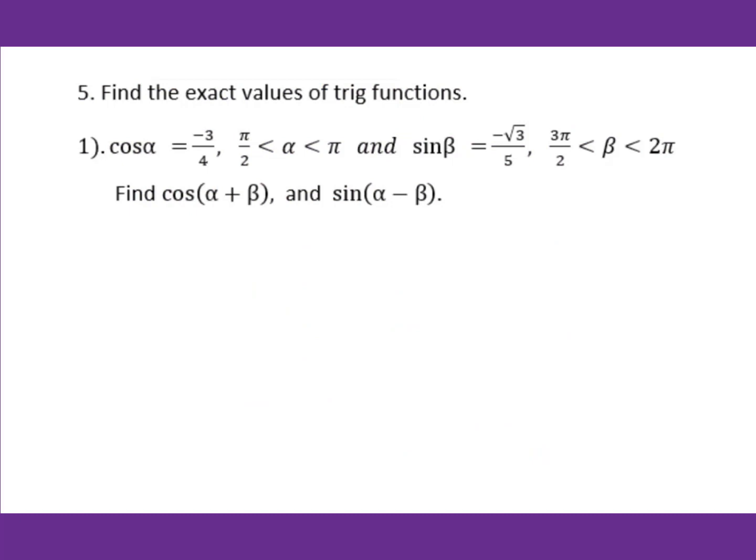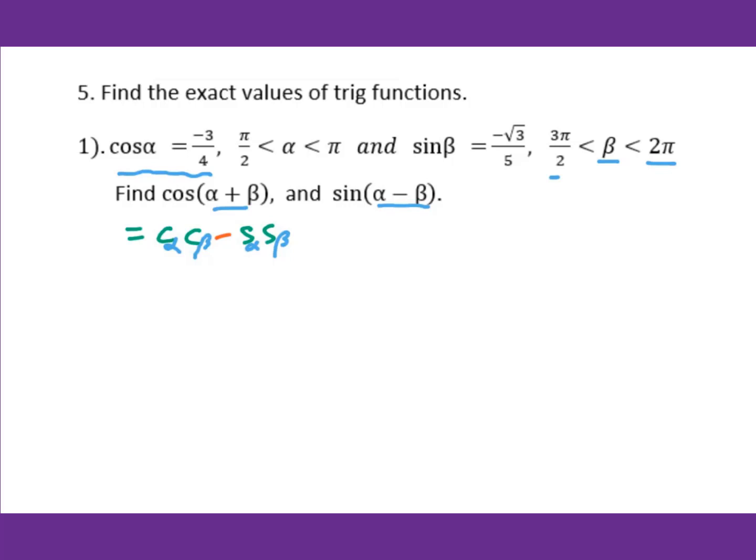Now let's go to number one. We know cosine alpha equals negative 3 over 4, alpha is between pi over 2 and pi, and sine beta equals negative square root of 3 over 5, beta is between 3 pi over 2 and 2 pi. Find cosine of alpha plus beta and sine of alpha minus beta. For cosine of alpha plus beta, the pattern is cosine cosine minus sine sine. If you want to figure out cosine of alpha plus beta, you need to figure out cosine alpha, sine alpha, and sine beta, cosine beta.